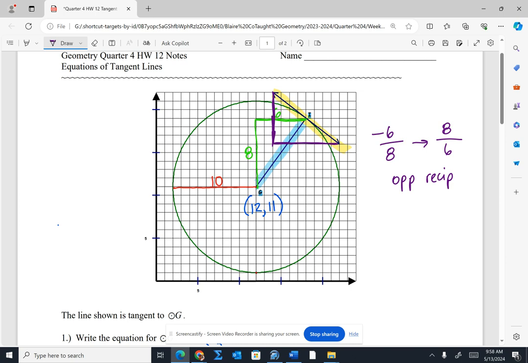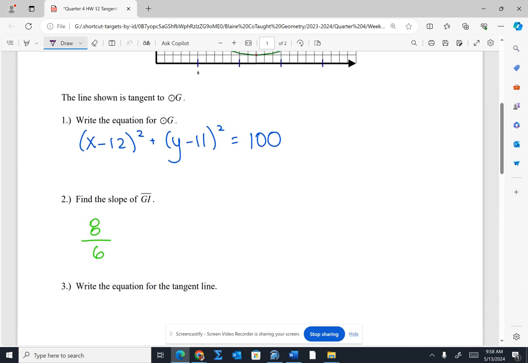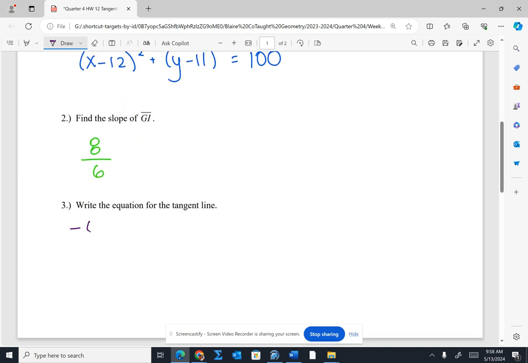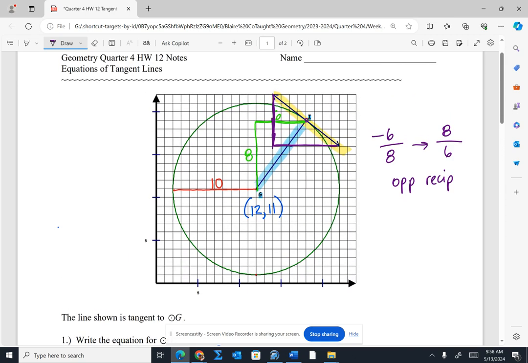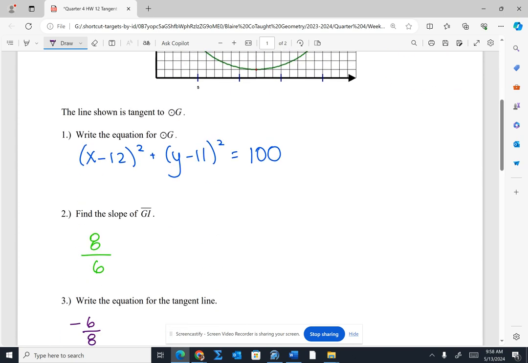So if I know the slope of the radius, I know the slope of the tangent line. So the tangent line has a slope negative 6 over 8. In order to write an equation for a line, I need a slope and I also need a point. So let's go back to the picture. I see that point I is on the tangent line, and if I find its coordinates and count, it is at 18, 19. So that's what I'm going to use for my point.